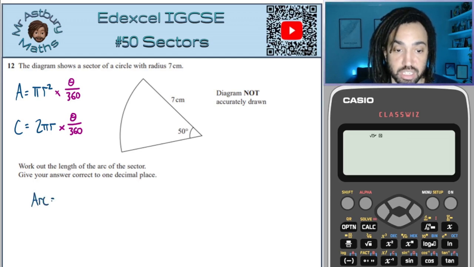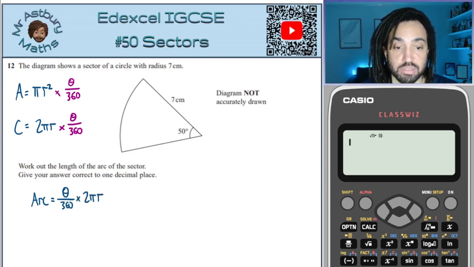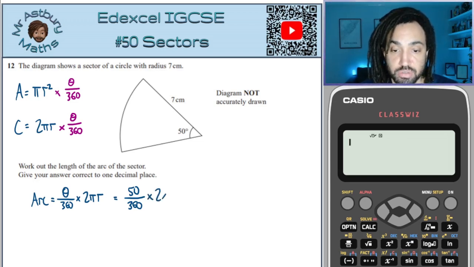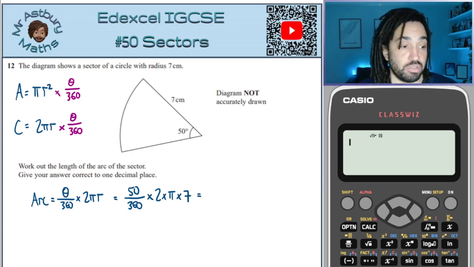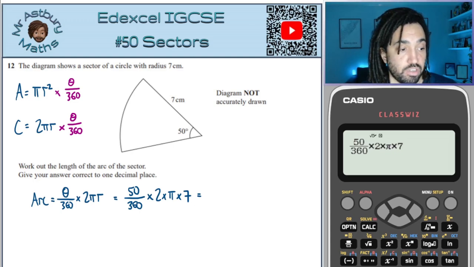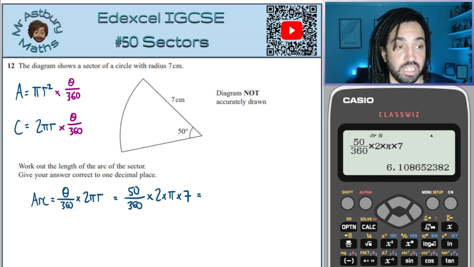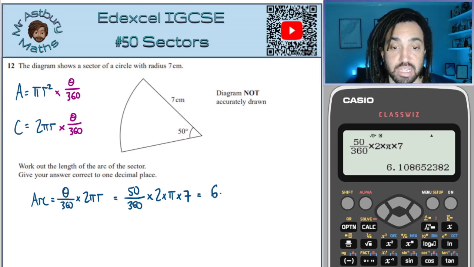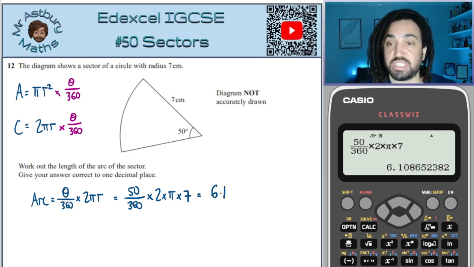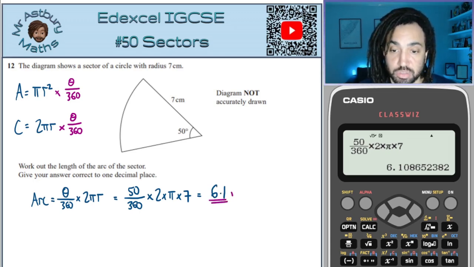And as I've just alluded to, it's equal to the angle over 360 multiplied by the circumference, which is 2 pi r. So in this case, the angle is 50 out of 360 in a circle, times by 2, times by pi, times by r, which is 7. So that just goes into our calculator. I've put it in just like that, and then press equals, and it gives me that, and I press this button here, and that converts it into a decimal, and it says to one decimal place, so we have 6.1. Job done.